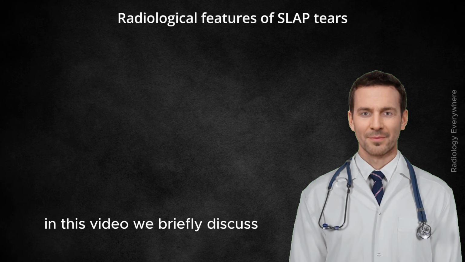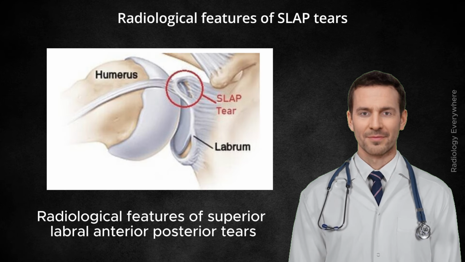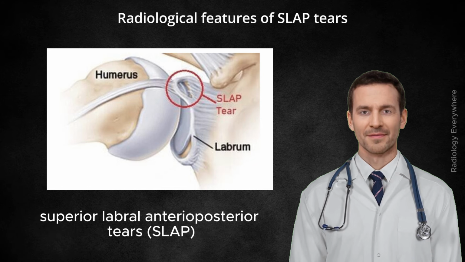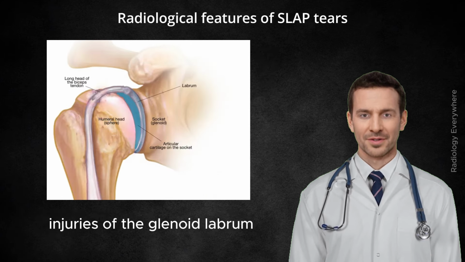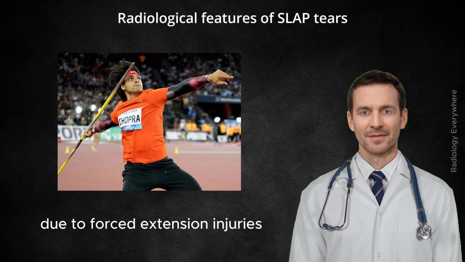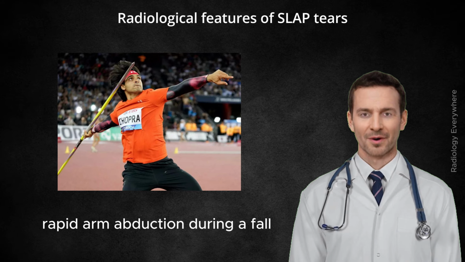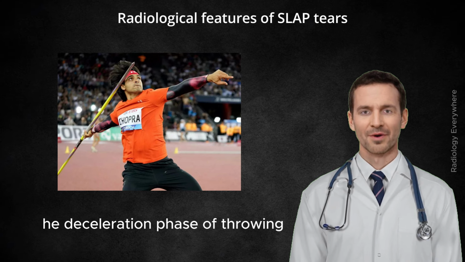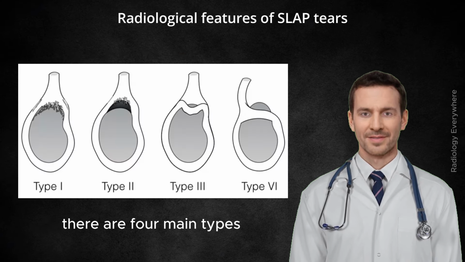In this video, we briefly discuss the radiological features of superior labral anterior posterior tears. Superior labral anterior posterior (SLAP) tears are injuries of the glenoid labrum. It usually involves the antero-superior glenoid labrum with a long head of biceps tendon attachment. Commonly among overhead throwing athletes due to forced extension injuries, rapid arm abduction during a fall, and the deceleration phase of throwing. There are four main types.